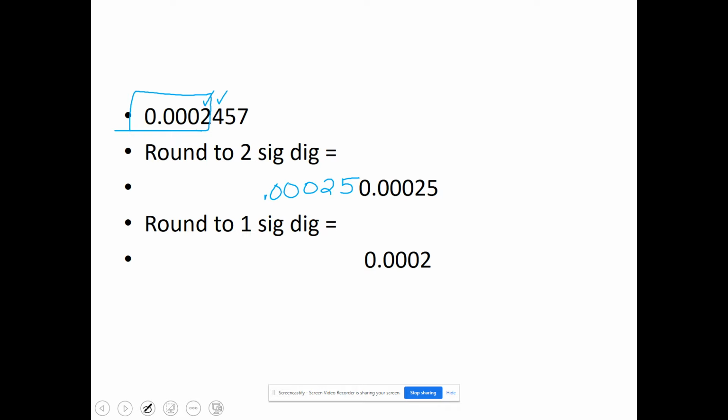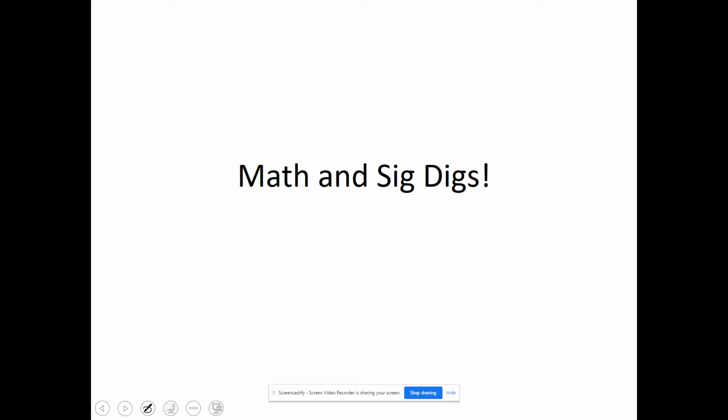Oh, this is why I did this example. Make sure when you do this, particularly like on a test or something, when you're rounding to 1 sig dig, look back at the original example. Don't look at the one that you just rounded. Because if you look at the one you just rounded, you get a 3, but that's not our original number. So make sure you're always looking at the original number when you round it to the next place. That's why I did this one. Ready for math?